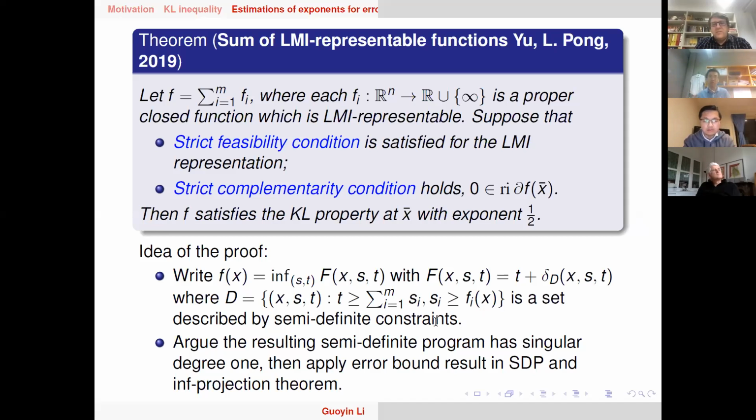Okay, so what we do is that we just argue that the resulting semi-definite programming problem has singularity degree 1, okay, which is by the strict complementarity condition. And you can use the very nice error bound result by Sturm to argue that you have the error bound with exponent 1/2. Then because of the convex case in here, that's why you also have the KL property with exponent 1/2. So that's how we prove it in general. Okay, so basically you lift it up, and then you use the nice structure of the conic program, and then you use the interplay between the exponent of the error bound and the KL exponent.